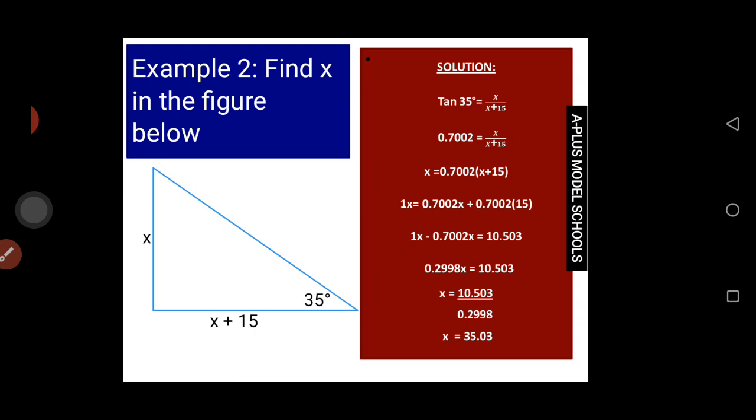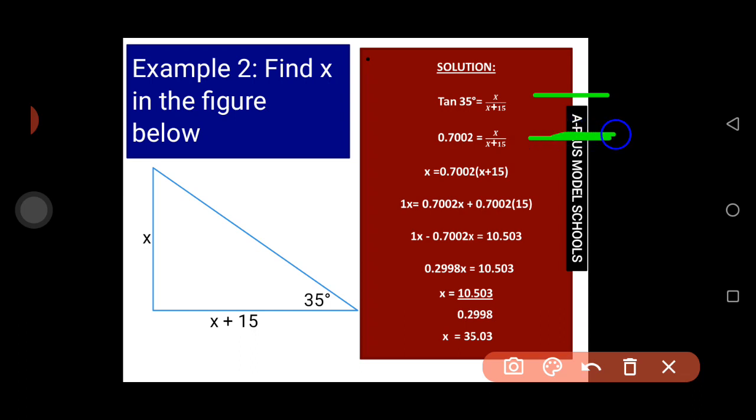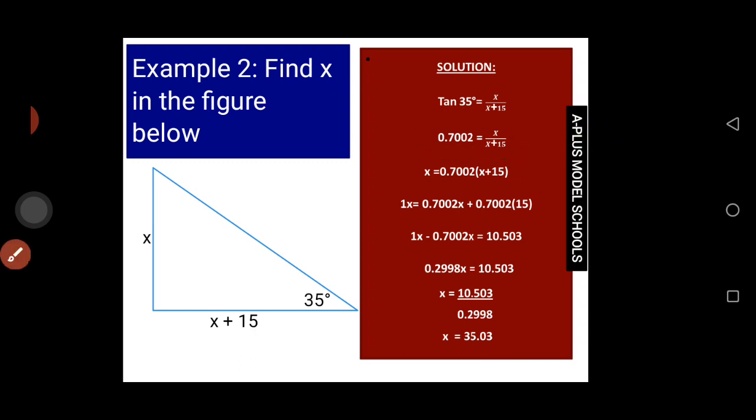And from here, cross multiply. Look for the value of tan 35 degrees. The value of tan 35 degrees is 0.7002, which is equal to x over x plus 15. Then from here you can cross multiply. That will give you x is equal to 0.7002 multiplied by x plus 15. Now open the brackets one after the other.